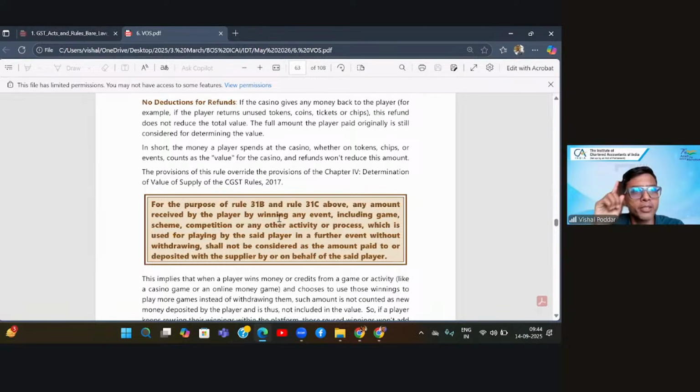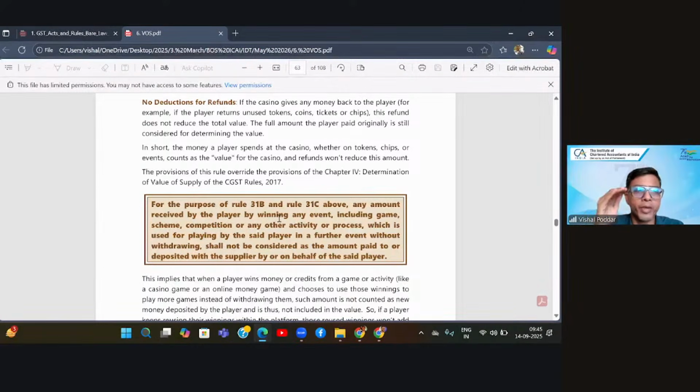So what is clarified is GST is levied once only on the original amount of chips purchased by you, or in case of online money gaming, the amount put in your wallet. If you win anything from this game or casino and you again reutilize it, there will be no further GST on the win amount which you are reinvesting.